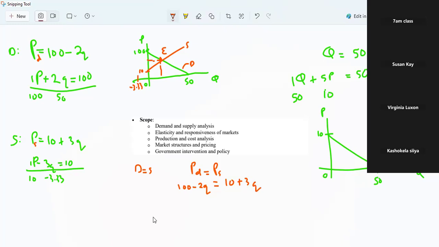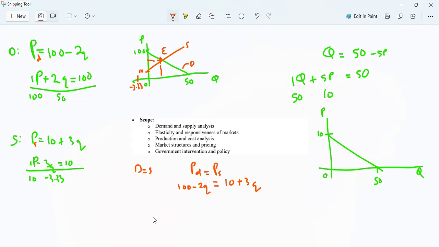We're going to equate the equations first. 10 plus 3Q. So let's put the like terms together. 100 minus 10 is equal to 3Q plus 2Q. Then on the Q side, it would be 5Q. And 100 minus 10 is 90. Then we divide both sides to make Q the subject of the formula to find its value.